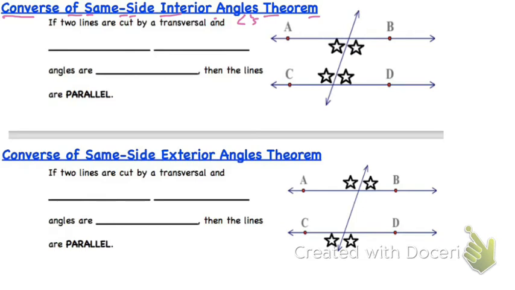Reminder for same side, we can do S-S if you want. So I underline the S there as well. On this one, if two lines are cut by a transversal and blank blank angles, what are you thinking? What kind of angles? Same side interior. Same side interior angles are blank, then the lines are parallel.